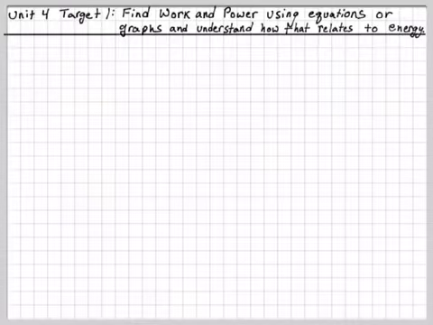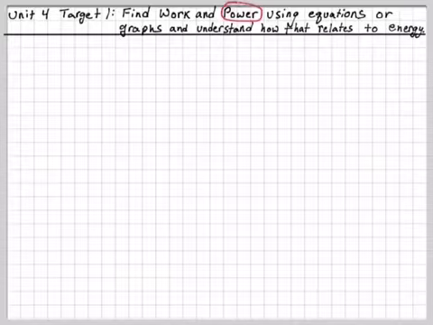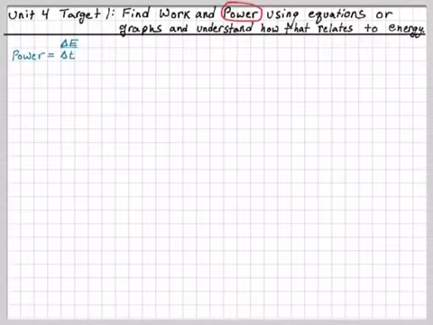Today we're going to be talking about Unit 4, Target 1, which is finding work and power using equations or graphs and understanding how that relates to energy. In this video, we are specifically going to focus on power and how we use the power equation. A good place to start is to write out the power equation. The power equation says the change in energy over the change in time.